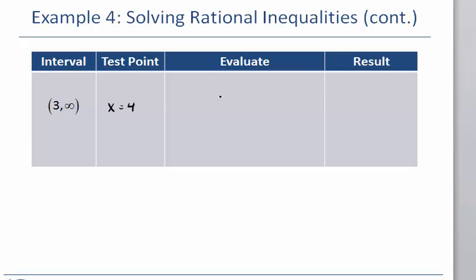So our function is going to be x squared plus 1, so we'll have 4 squared plus 1. On the bottom, we have x squared plus 2x minus 15. So on the top, 4 squared plus 1 makes 17. On the bottom, just using the calculator here, we'll get a positive 9 on the bottom, which is going to give me a positive result.